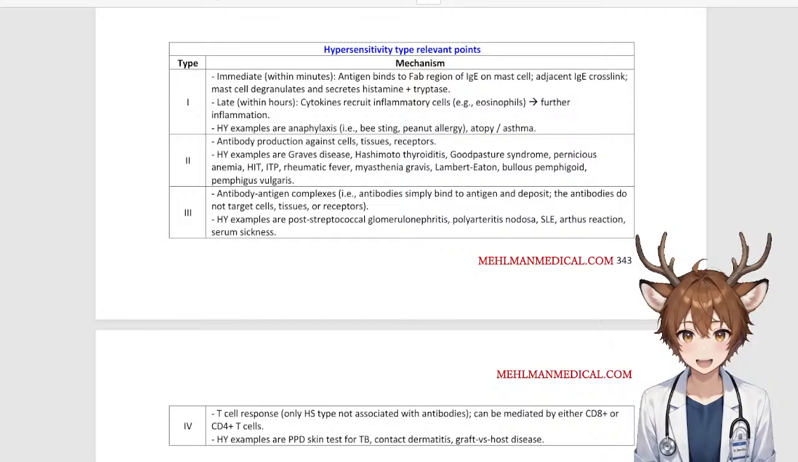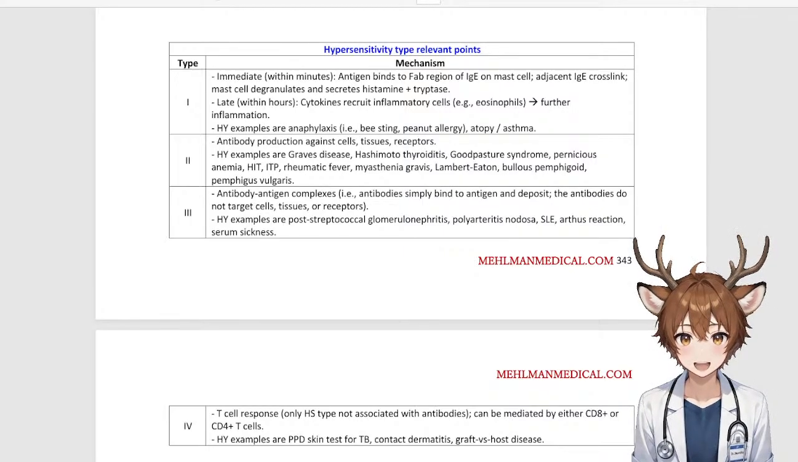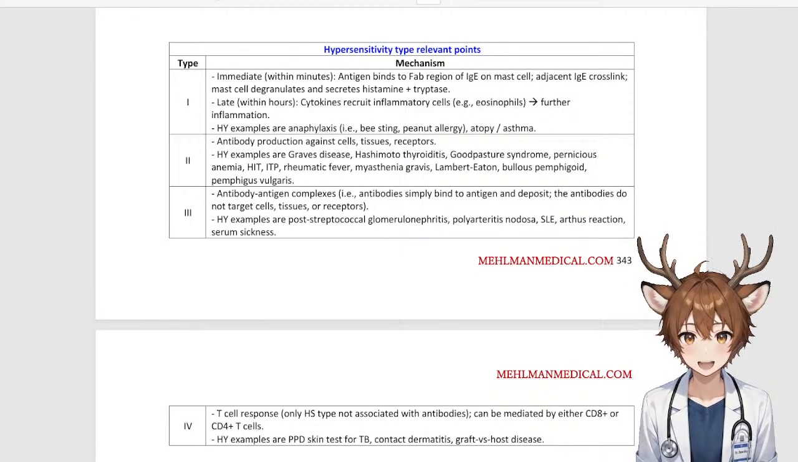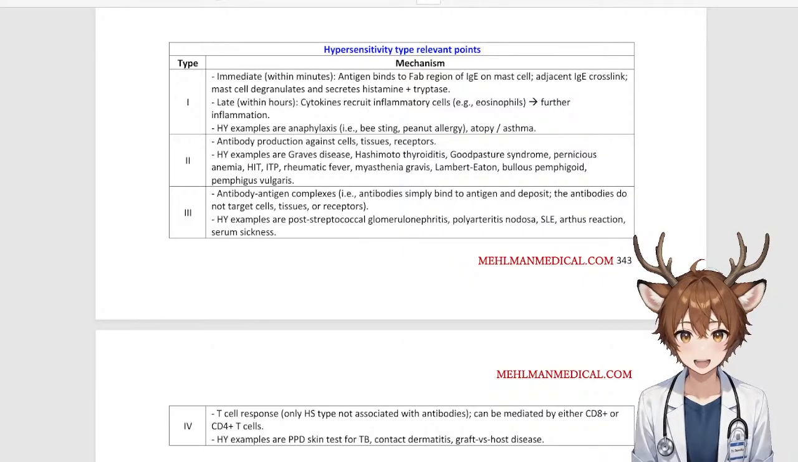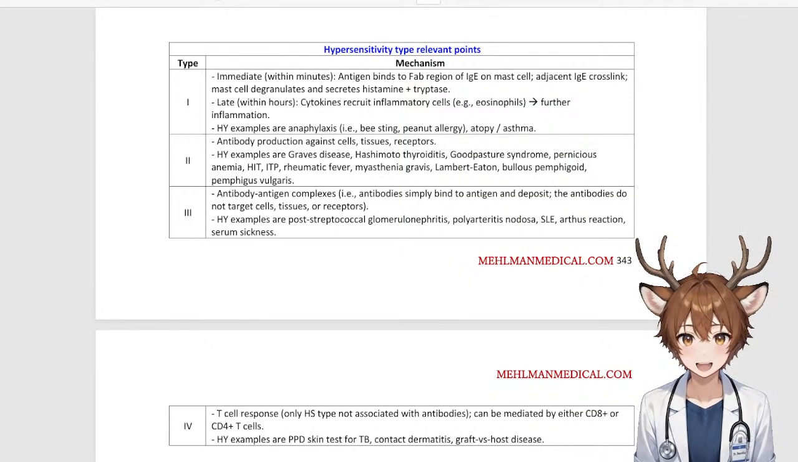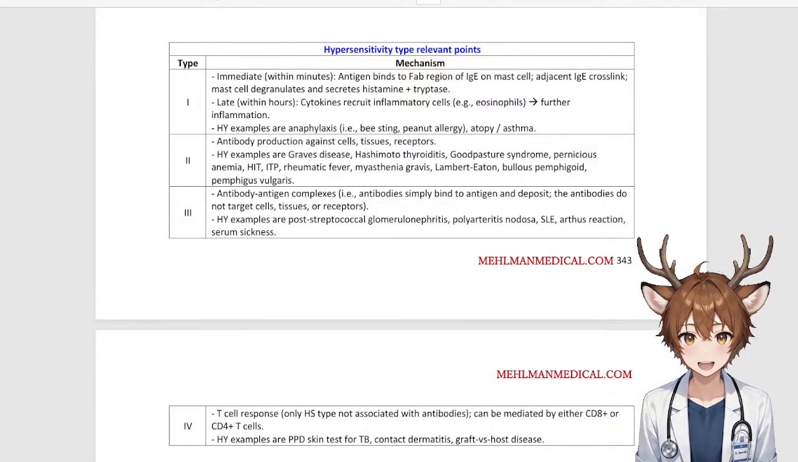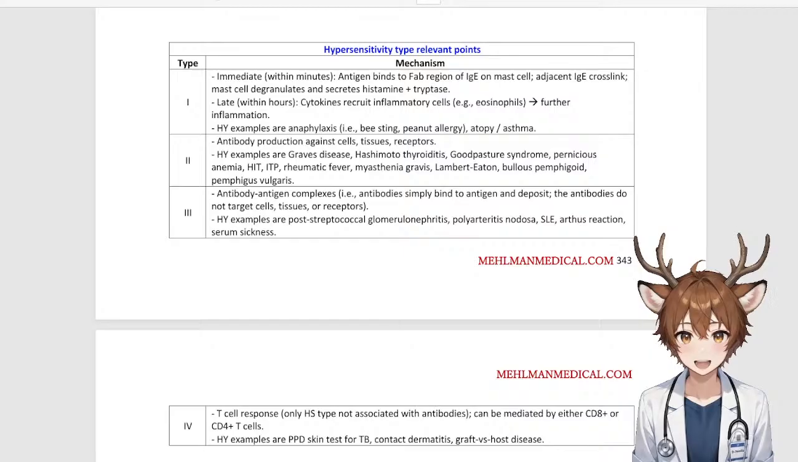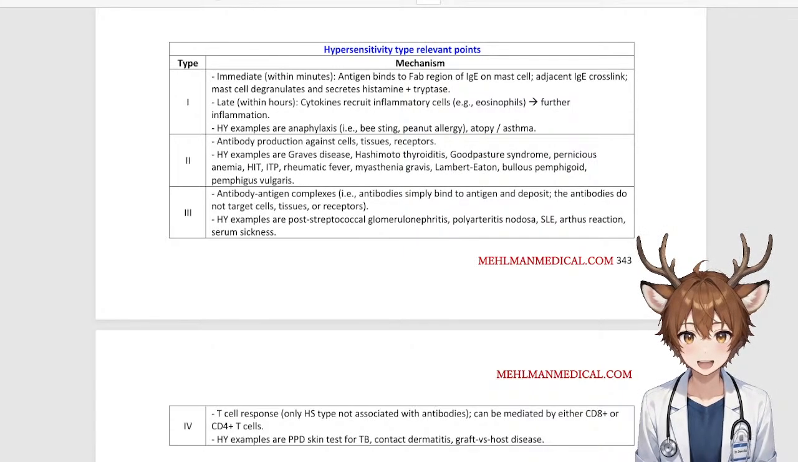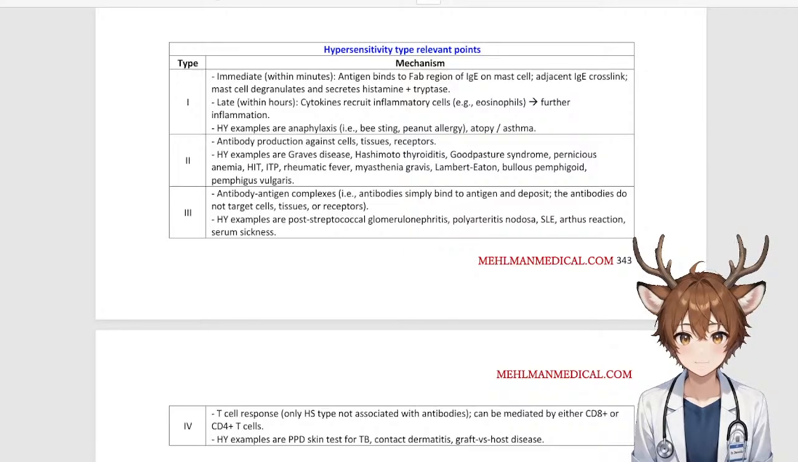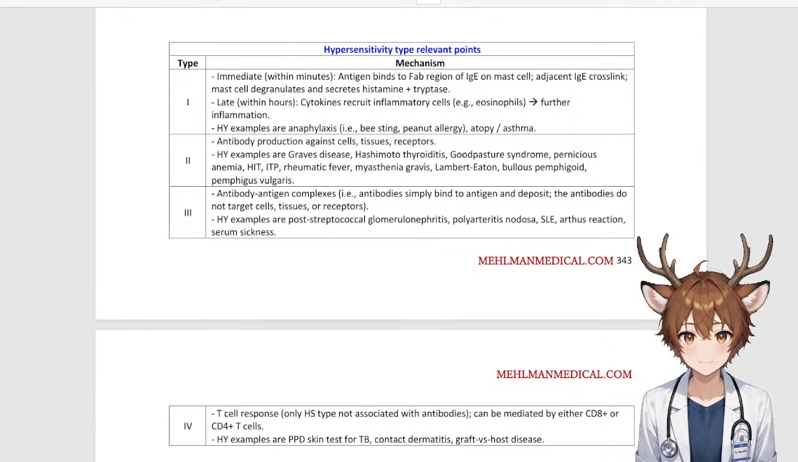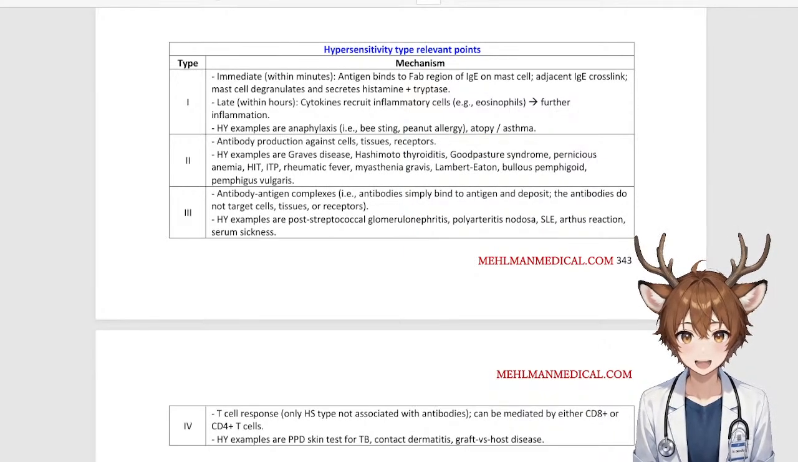Late, within hours, cytokines release inflammatory cells, that is to say, eosinophils, causing further inflammation. High yield examples are anaphylaxis, i.e. bee sting, peanut allergy, atopy/asthma. Type 2, antibody production against cells, tissues, and receptors. High yield examples are Graves' disease, Hashimoto's thyroiditis, Goodpasture syndrome, pernicious anemia, HIT, ITP, rheumatic fever, myasthenia gravis, Lambert-Eaton, bullous pemphigoid, and pemphigus vulgaris.